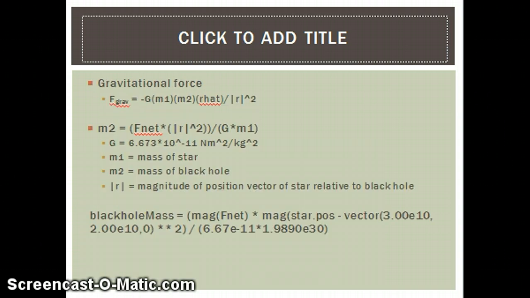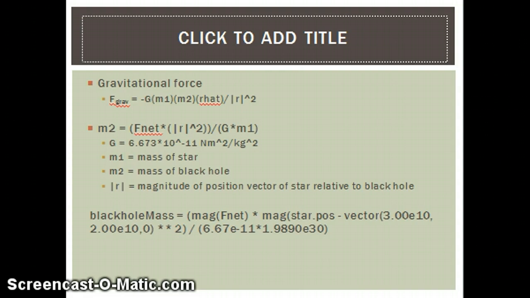The main theory of this lab was the gravitational force. The gravitational force is F gravity equals the gravitational constant times mass 1 times mass 2 times r hat divided by the magnitude of position squared.